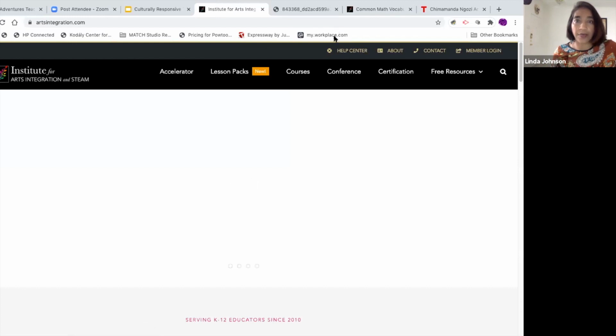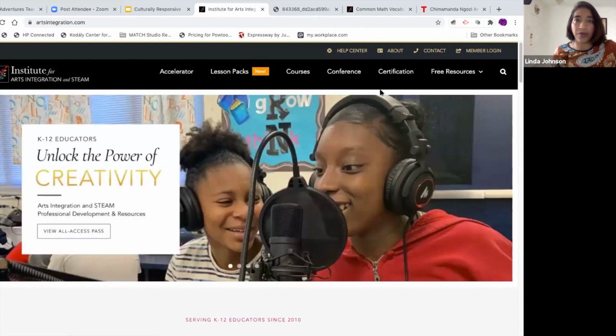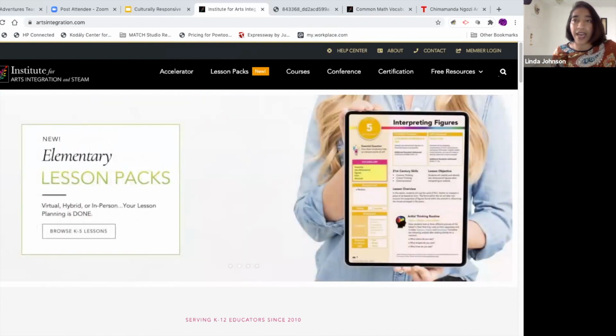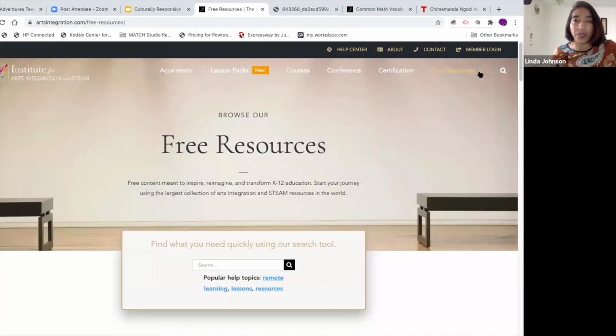And here there are a lot of free things that you can use. It talks about the programs that we have, but here's where you want to go: the free resources. If you want to do the accelerator membership, there is a cost to that, but what you get for that is everything in here.